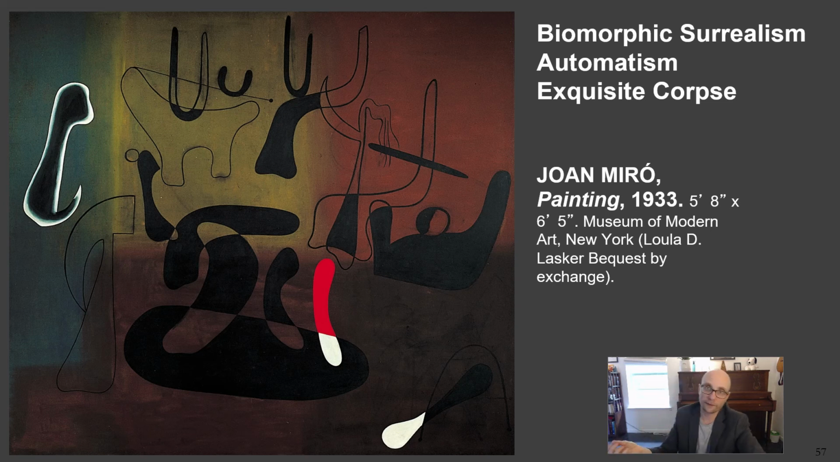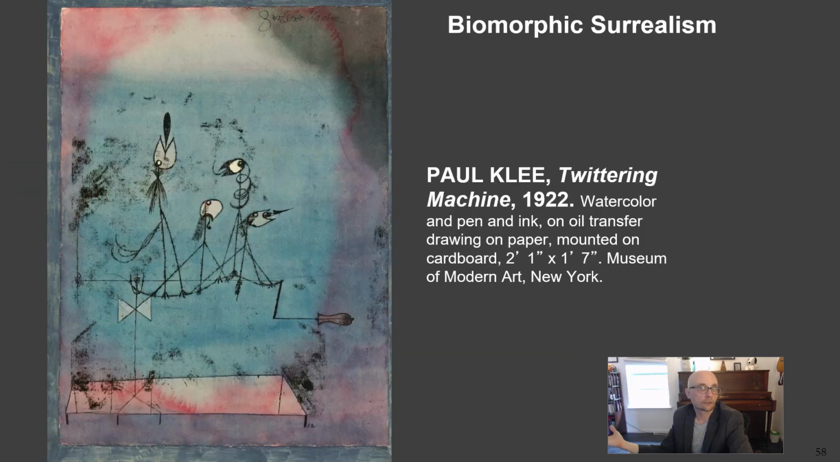But you could also do this with drawings. You could start with one picture, draw just part of it, and then cover it up except for a little bit of lines, and hand that to somebody else and they would draw off of that. You would get these bizarre, surreal images, with the idea that sometimes doing things randomly could reveal hidden truths. So this is Joan Miró, a Spanish artist, who very much ran with this idea of automatism and the idea that chance could lead to the creation of art.